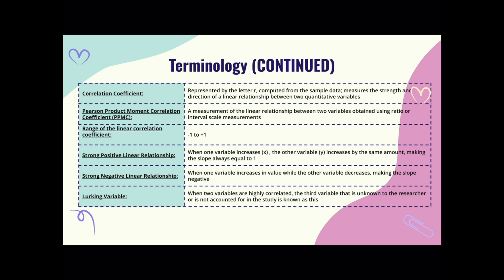A strong positive linear relationship is when one variable, x, increases, the other variable, y, increases by the same amount, making the slope always equal to 1. A strong negative linear relationship is when one variable increases while the other variable decreases, making the slope negative.